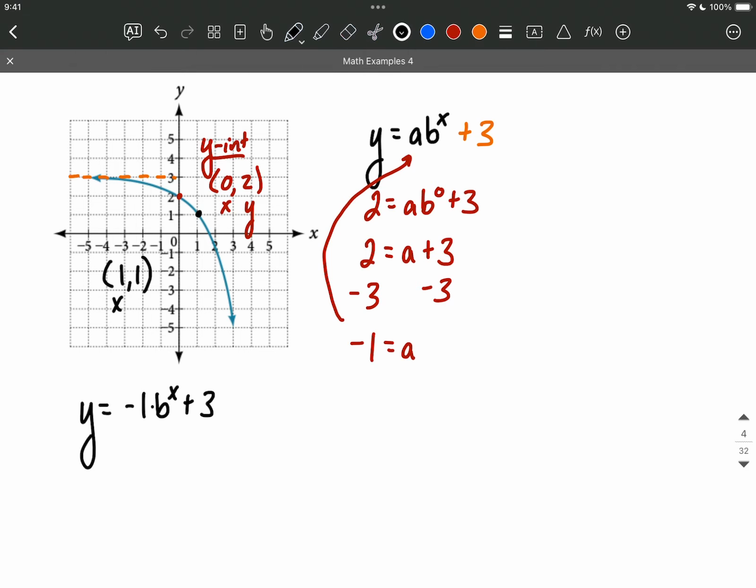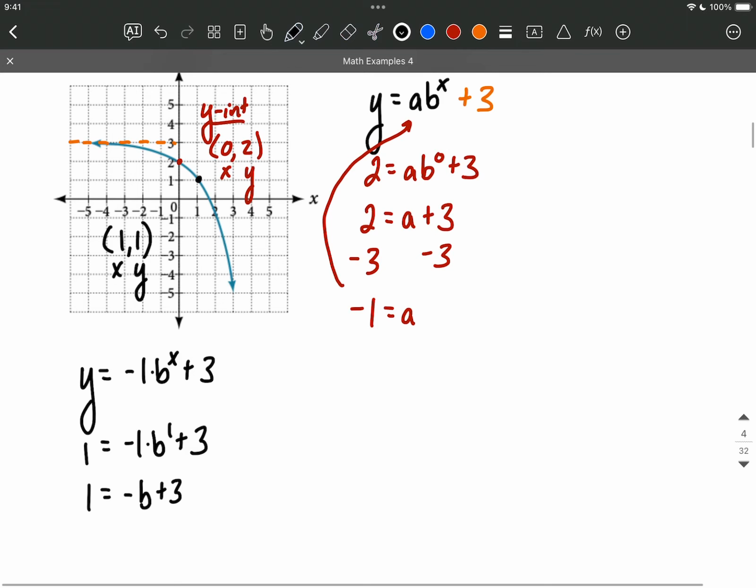Again, that's an x value and a y value that go together. So we're going to replace our y with 1 and our x also with 1. But that's not too bad because b to the first power is just b. So really our equation is 1 equals negative b plus 3. Solving this down shouldn't be too bad.